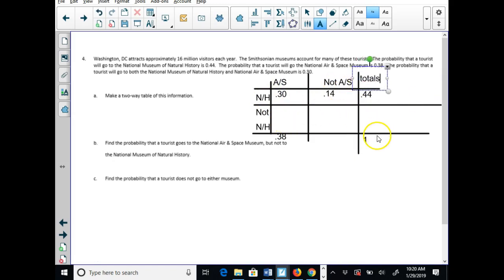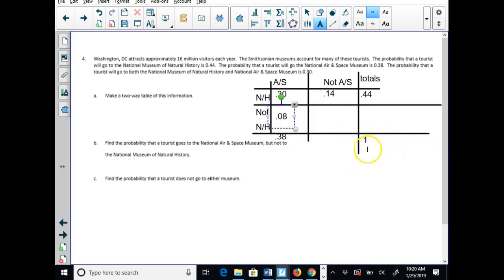Okay, now we also know, right, that the probability of going to the Air and Space Museum is 0.38. Well, the probability of going to both is 0.30. Okay, so not going to the Natural History Museum has to be 0.08. Why? Because this column has to add up to 0.38. Well, how do I fill out the rest?